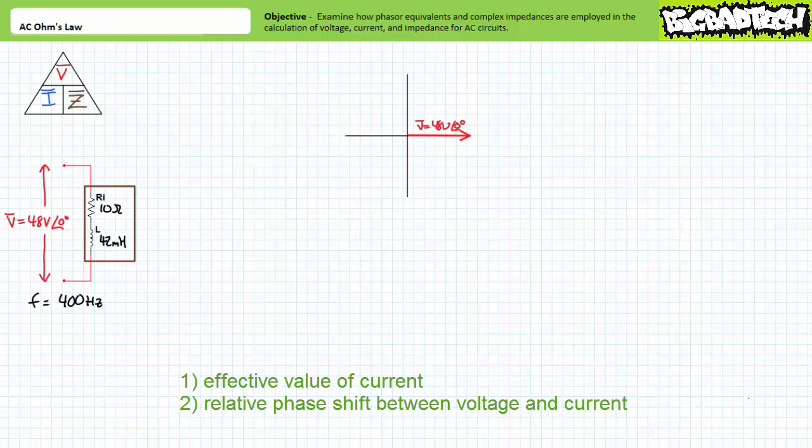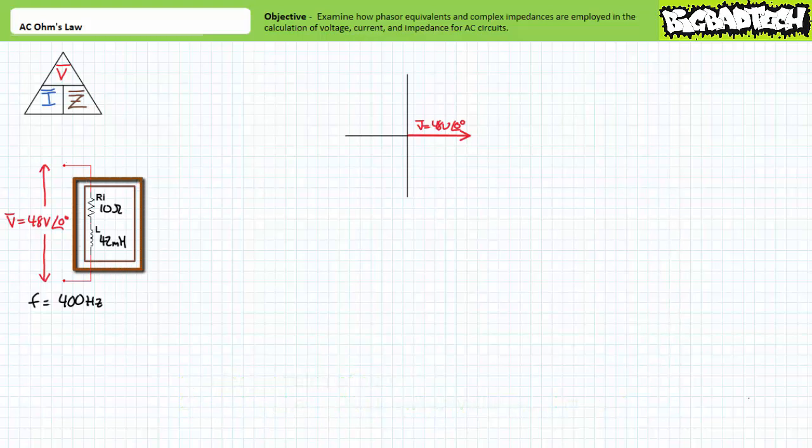To somewhat complicate our streamlined efforts, let's assume this isn't an ideal inductor, but rather a non-ideal one that includes a noticeable amount of internal resistance, let's say 10 ohms. Using our given information, we can show that our Phasor equivalent of voltage V equals 48 volts at an angle of 0 degrees, since we're assuming it's the reference. Let's now determine the impedance of the non-ideal inductor.